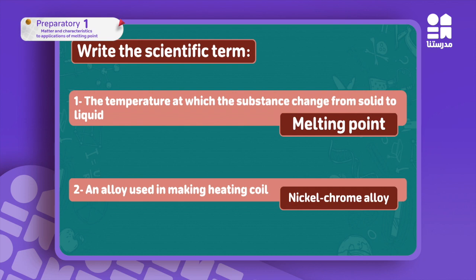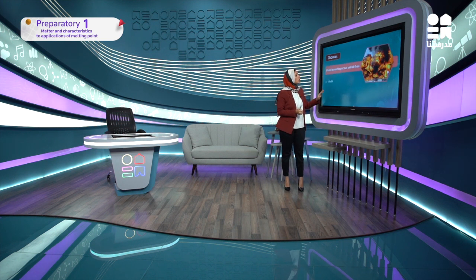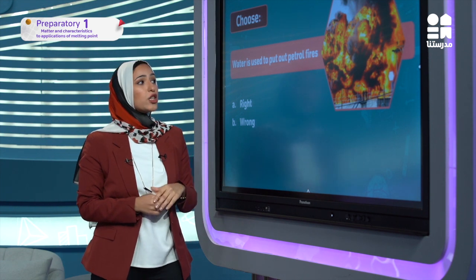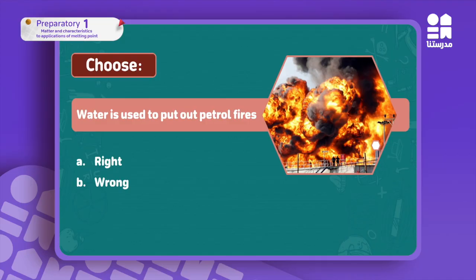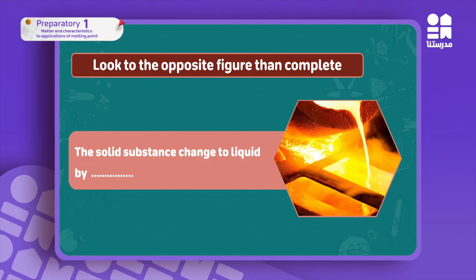طيب ايه الترم بتاع الالوي او the name of the alloy اللي we use in making heating coil؟ قلنا it's called nickel chrome alloy. يعني هو alloy معمول من حاجتين نيكل وكروم. اوكي. السؤال: water is used to put out petrol fires. زي ما احنا قلنا no, it's not used in putting out petrol fires. طيب. هنا the solid substance change to liquid by heating. ازاي بتتحول؟ When we heat it.